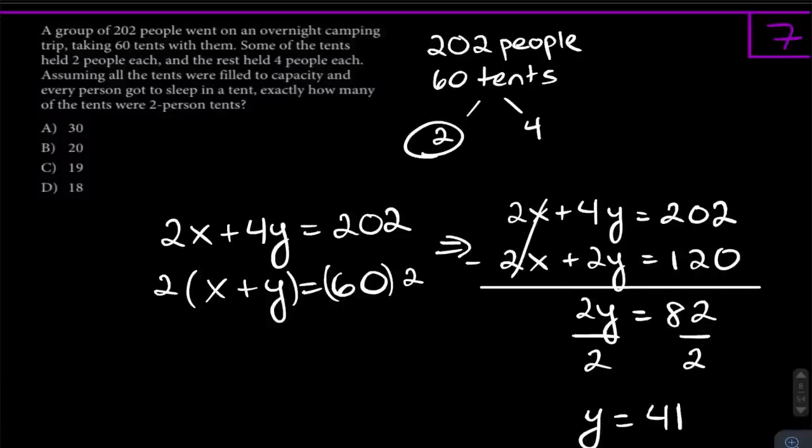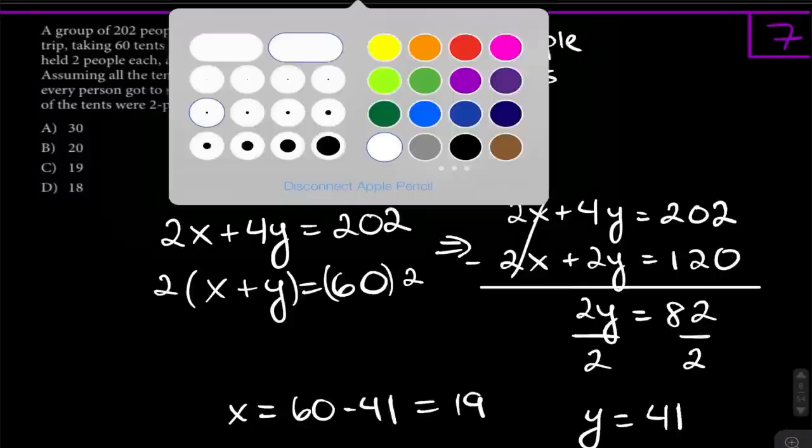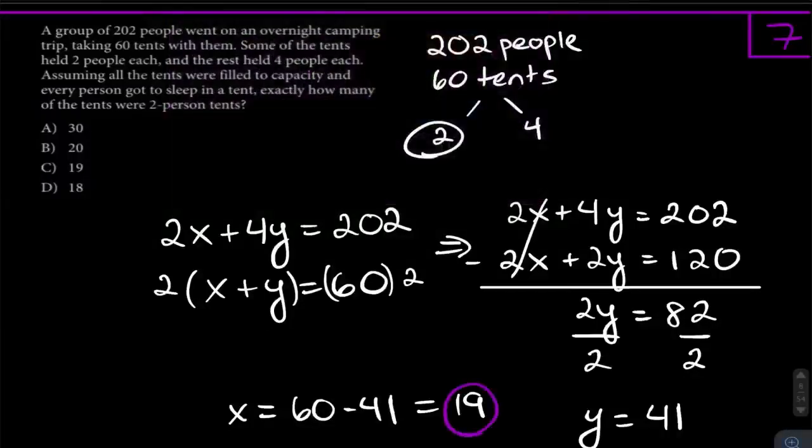Now, that's great that we know the amount of 4-person tenths, but we want to know the amount of 2-person tenths. We know that x plus y equals 60, so there would have to be 60 minus 41 2-person tenths, that's 19. Okay? So that right there is the answer for problem 7.